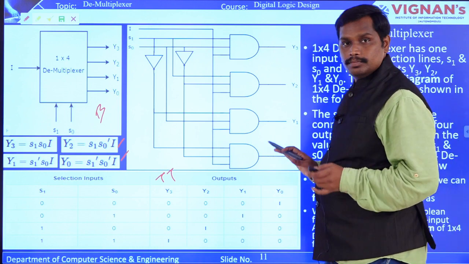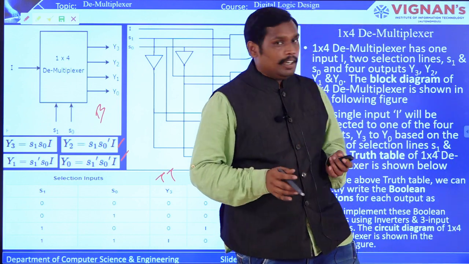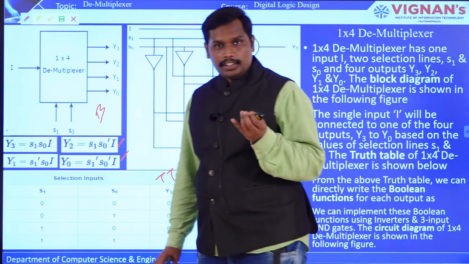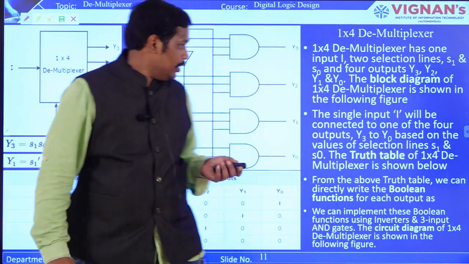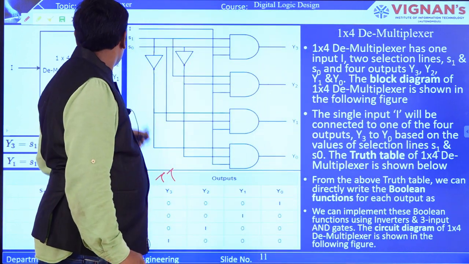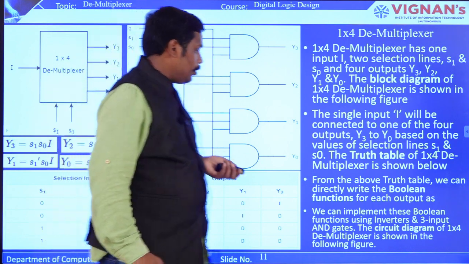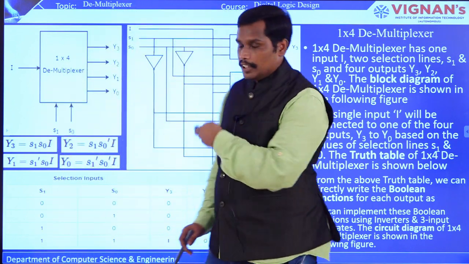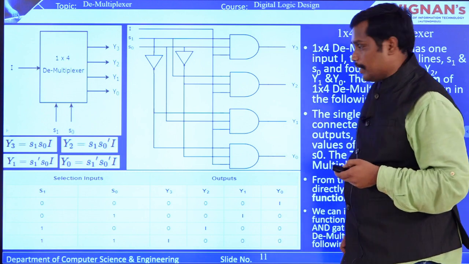So I hope the concept is clear. Again I am going to repeat: encoders, decoders, multiplexers, demultiplexers. So have a small look over the theory as well as the diagrammatic part.